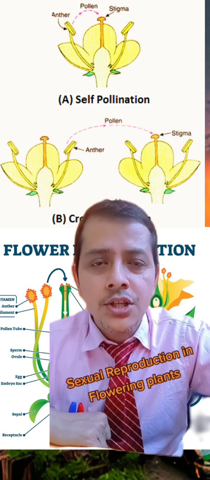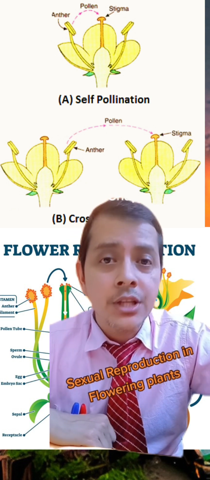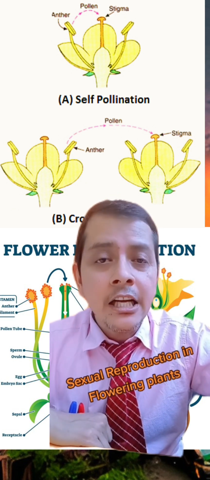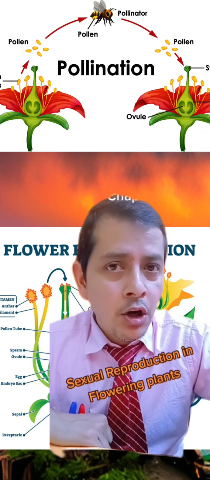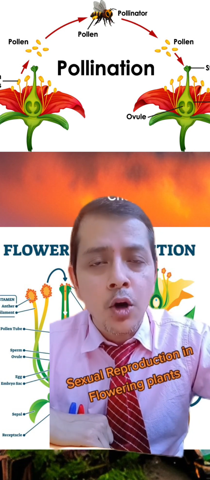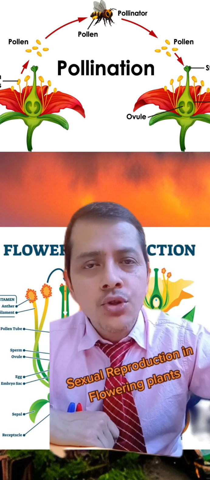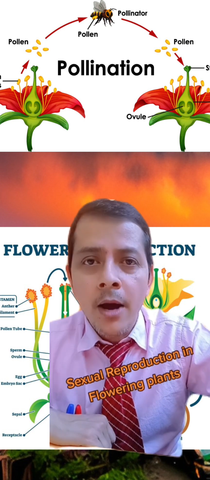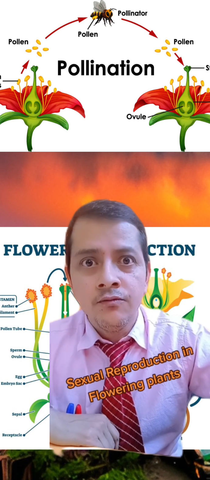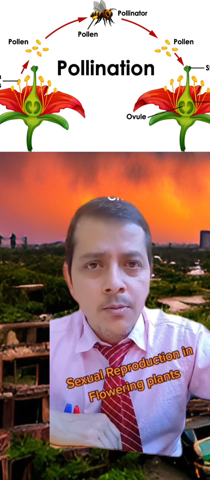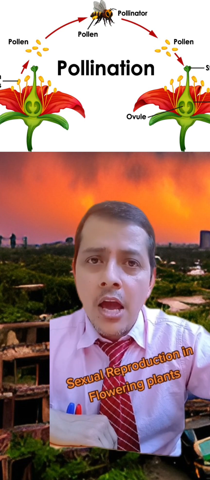So this is about pollination, and for pollination different pollinators help. As per the pollinators, flowers get modified. Entomophily means pollination by insects. Chiropterophily means pollination by bats. Ornithophily means pollination by birds. Anthropophily is pollination by human beings. Hydrophily is pollination by water, anemophily is pollination by wind, and zoophily is pollination by animals.